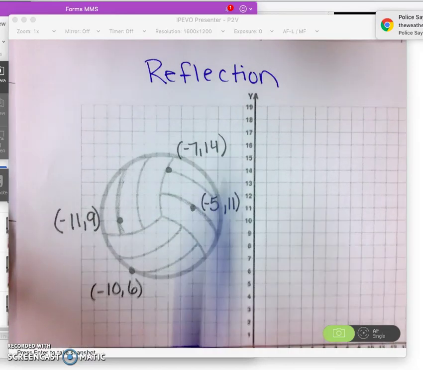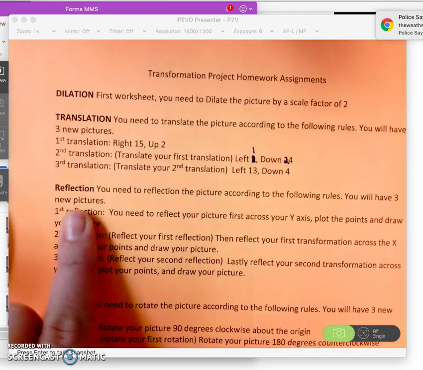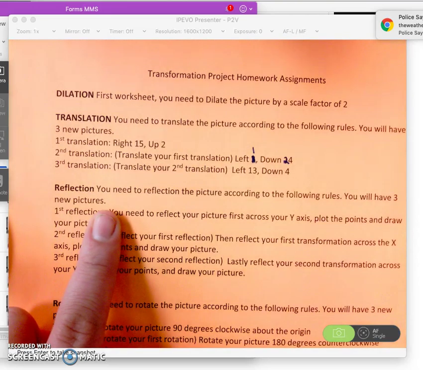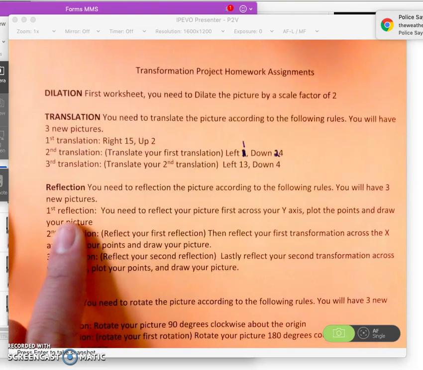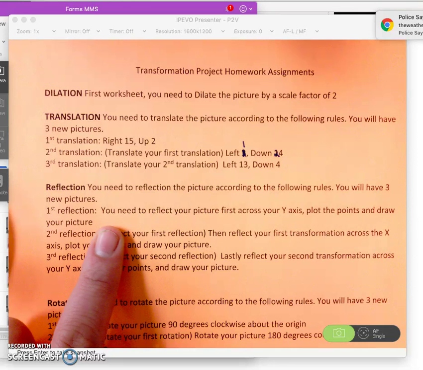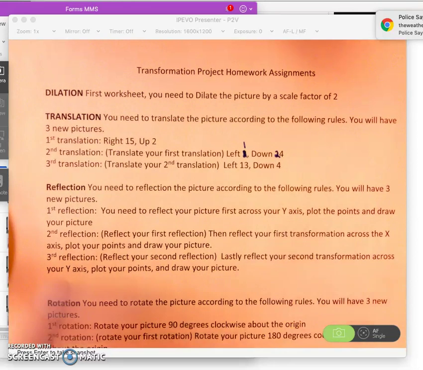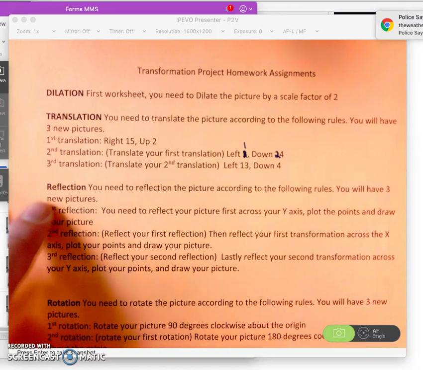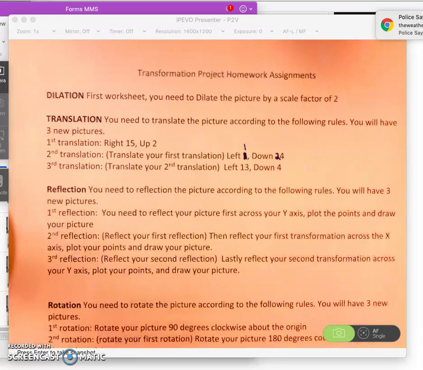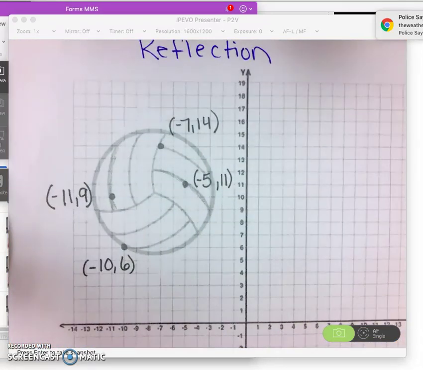We're going to be talking about reflection today. You need to reflect the picture according to the following rules. We will have 3 new pictures. The first reflection, you need to reflect your picture first across your y-axis. Plot your points and draw your picture. The second is going to be then across your x, reflecting that first reflection. So you're going to have your points here.